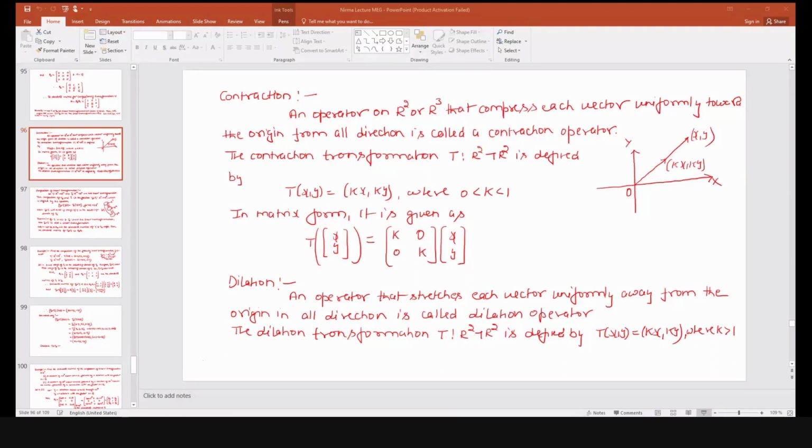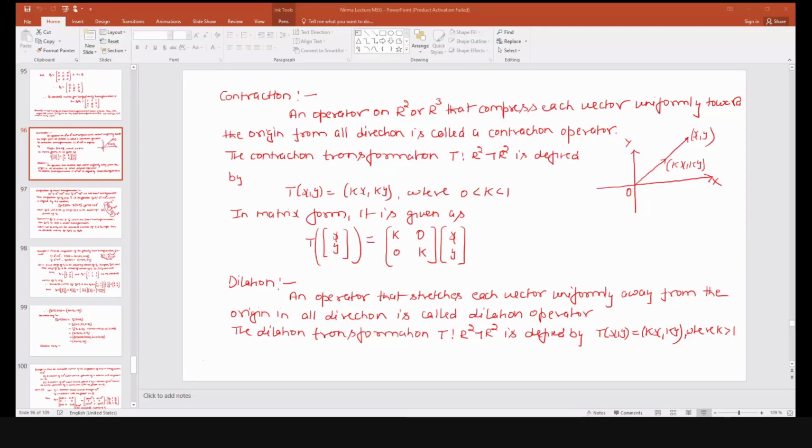Is it clear? Similarly, you can define contraction or dilation in 3 dimensions, in R cube. The standard matrix will be a 3 by 3 matrix whose diagonal entries are k. If k lies between 0 and 1, then it is a contraction. If it is greater than 1, then it is a dilation.